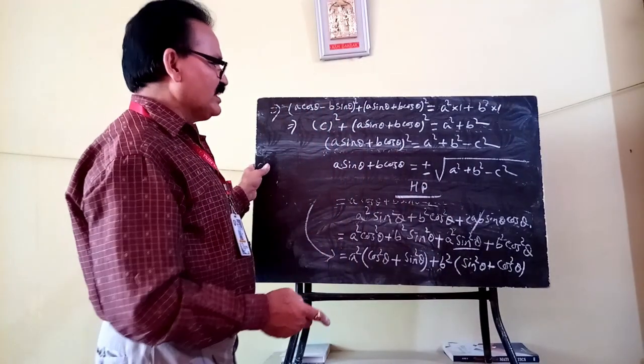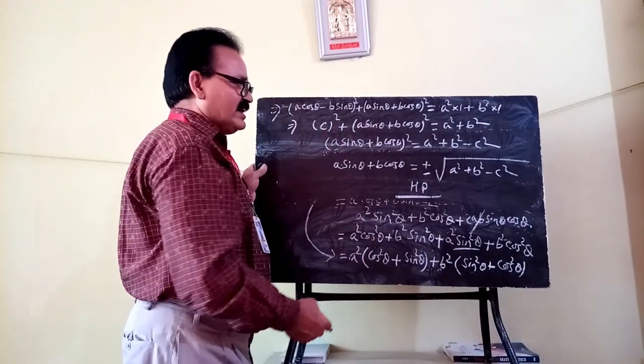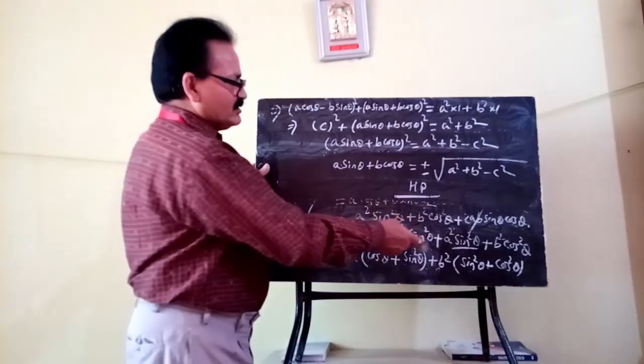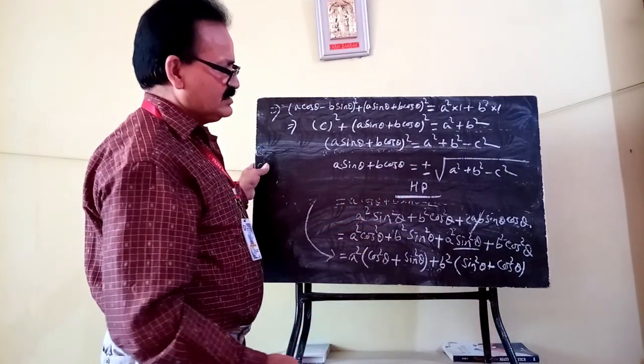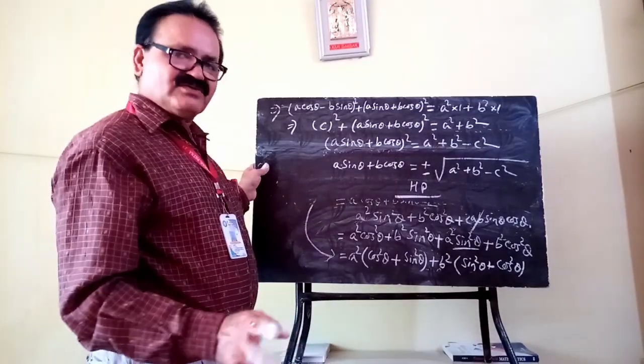You see, to remove the square we have to take the square root, and for a square root there is plus and minus. Okay, one more question we can solve.